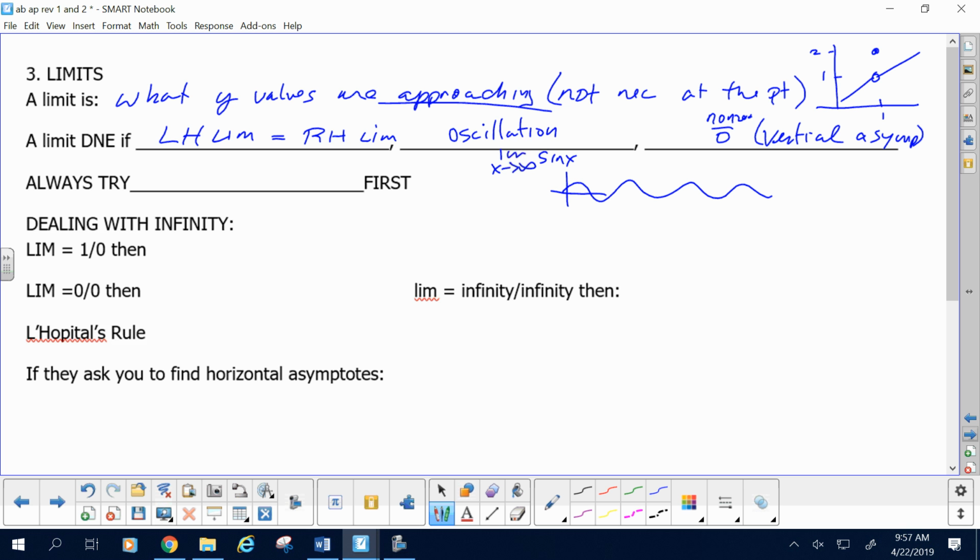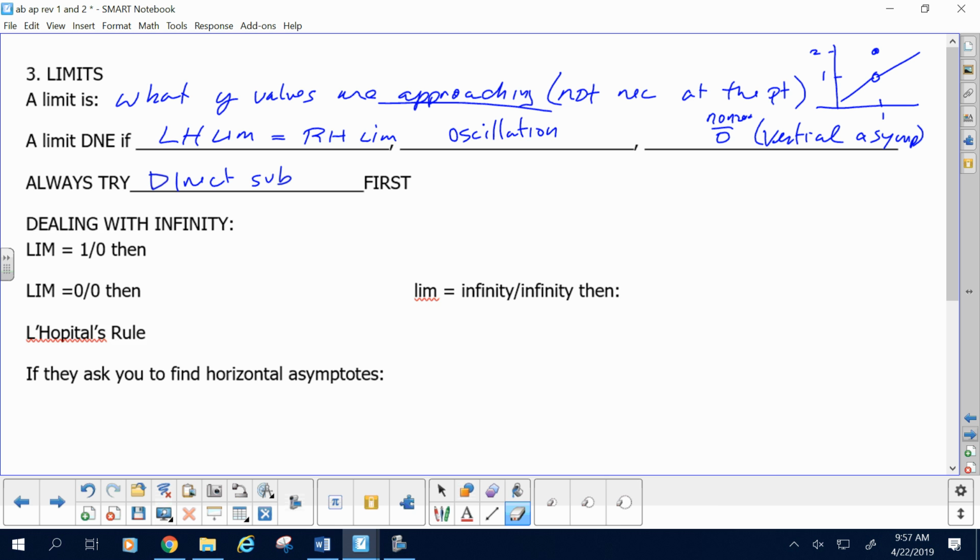All right. Always try direct substitution first. You need to distinguish between the limit as x goes to 2 of x squared minus 4 over x minus 2, and the limit as x goes to 3 of x squared minus 4 over x minus 2. In both cases, you would direct substitute and say, what happens when I put 2 in or 3 in? Now, when you put 2 in the first one, do you agree you get a problem? And so then you say, all right, I'll have to deal with that problem. We'll talk about that in a minute.